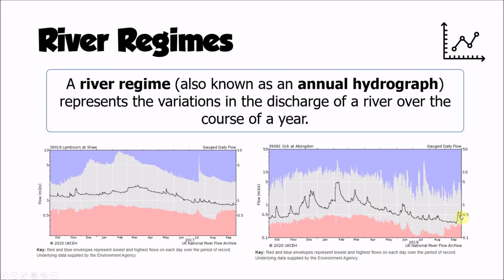So this graph gives us an idea about how a river behaves in a typical year. And obviously that's going to vary from one year to the next, depending on how much rainfall there is and how warm or cold that area is in any given year.